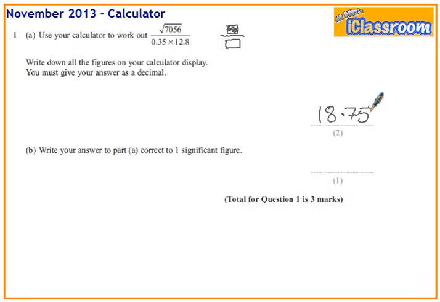A usual question now is to round our number, and that's exactly what we're asked to do. We're asked to round our number to one significant figure. To one significant figure means that I need to look at the first non-zero number, which is here. The number next door tells me what to do. 8 says round up. So my final answer here wants to be 20.